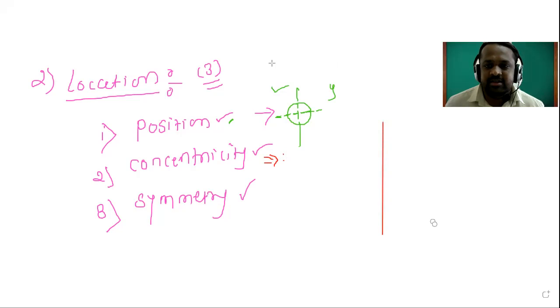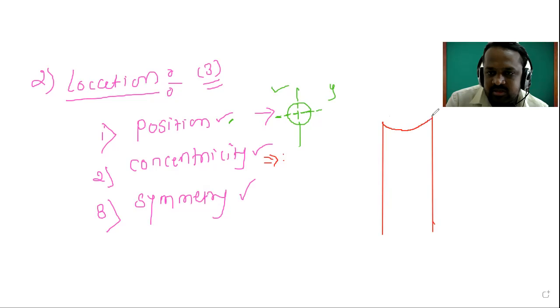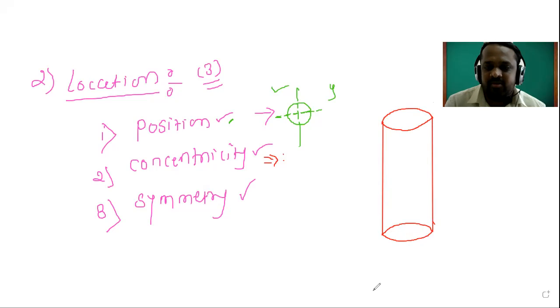Suppose I'm going to draw here one cylinder. So this is the circle. Again, suppose it is a circle. Now I have to show their concentricity. Suppose this is the center point of the circle. Again, this is the center point of this circle. For example, this is circle 1. We can call this circle 2. Now we have to check their concentricity.